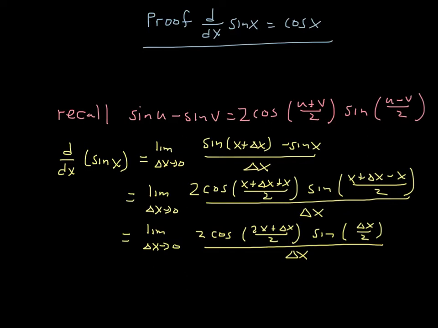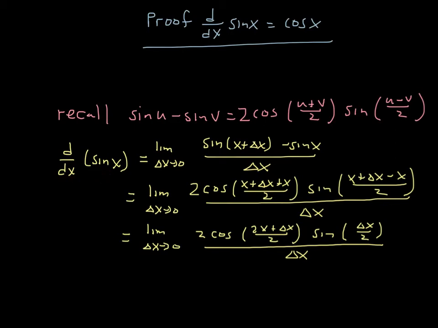The first thing I would like you to do is recall from our sum to product formulas that we had last year in pre-calc, that the sine of u minus the sine of v, if I take the difference of the sine of two angles, that's going to be 2 times the cosine of the sum of the two angles divided by 2 times the sine of the difference of the two angles divided by 2. So what we have in this case is we want to find the derivative of sine of x.